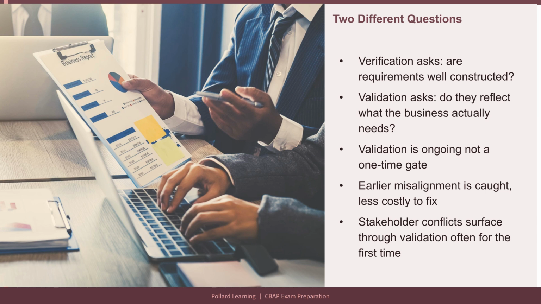The overall goal of implementing requirements is to achieve the stakeholders' desired future state. Validation is the process that confirms requirements actually point there, not just that they are well written, but that they describe the right destination. Stakeholders often have different, sometimes conflicting needs and expectations.